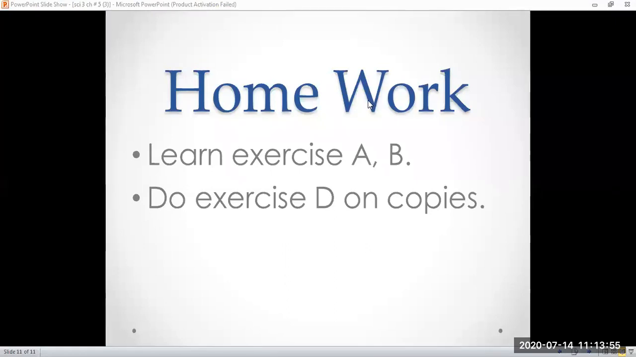You have to learn exercise A. Exercise A is filling the blanks that we have done today, and exercise B is short question answers. And now you have to do exercise B, that is long question answers. There are three question answers. You are going to do it on your copies. Those students who have done it, they can learn it.